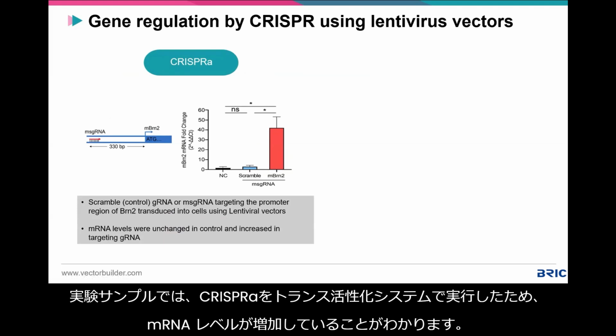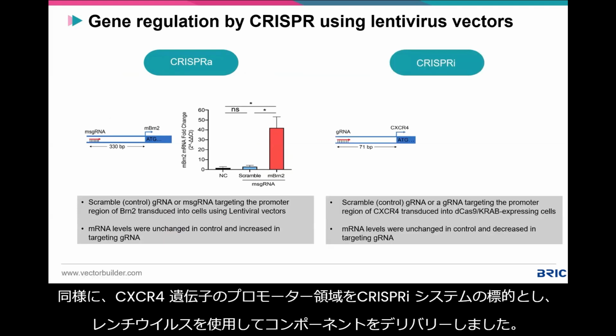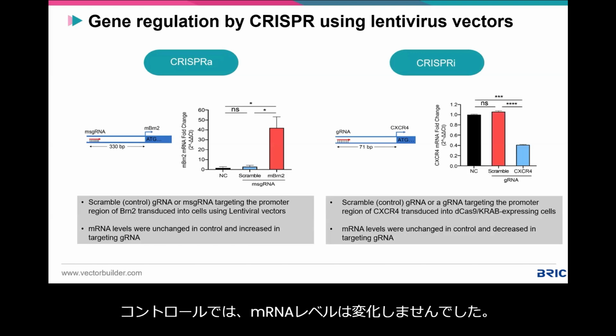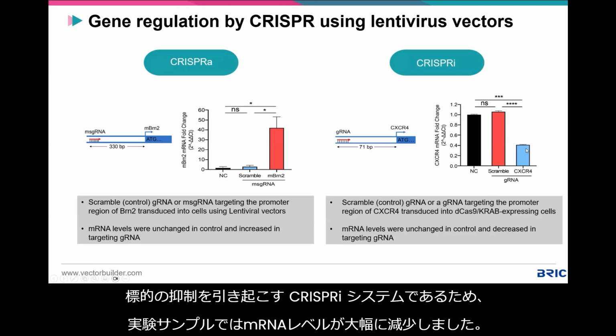And similarly with CRISPR-I, we have the CXCR4 gene, with the promoter region being targeted by the CRISPR-I system, which was delivered using lentiviral vectors. The mRNA levels were unchanged in controls, but the levels were greatly reduced in the experimental sample because this is a CRISPR-I system, which causes repression of the target gene.